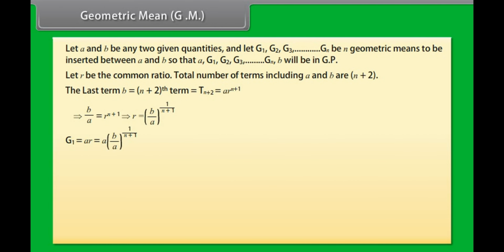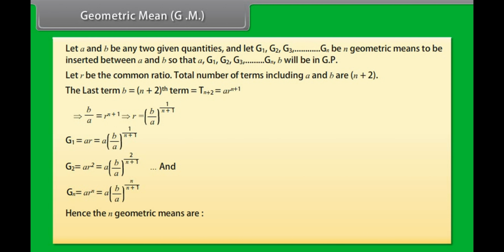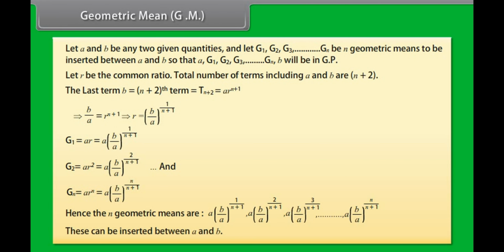G1 = ar = a(b/a)^(1/(n+1)). G2 = ar² = a(b/a)^(2/(n+1)). And so on. And Gn = ar^n = a(b/a)^(n/(n+1)). Hence, the n geometric means are these, and they can be inserted between a and b.